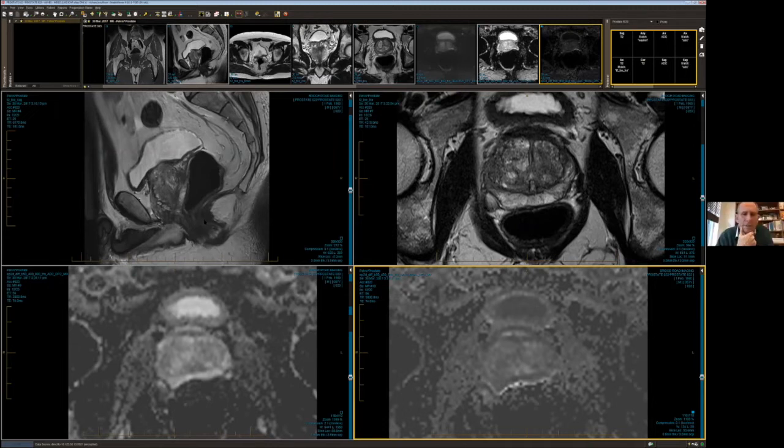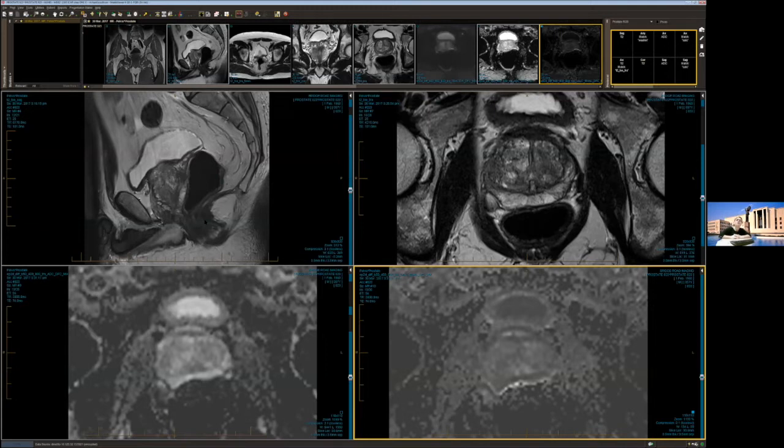Lisa, have you got any comments on this one? Richard, sorry, the lesion with the 12 millimetres was on the left side or on the right side in the peripheral zone?